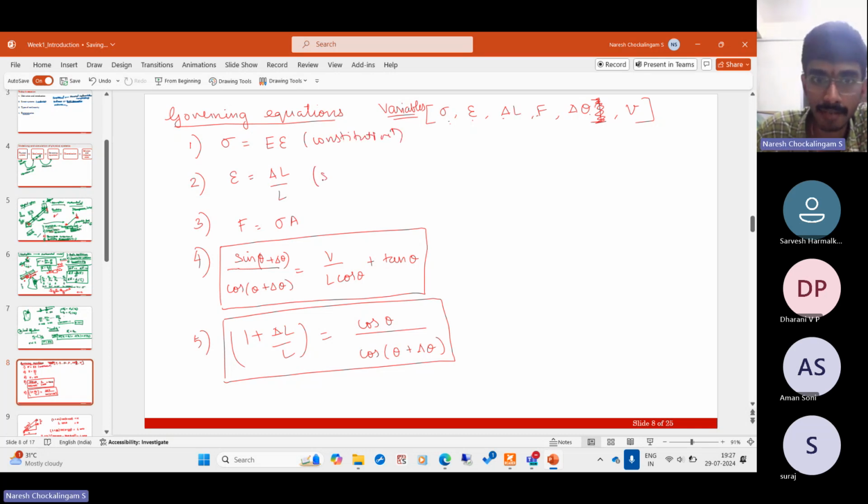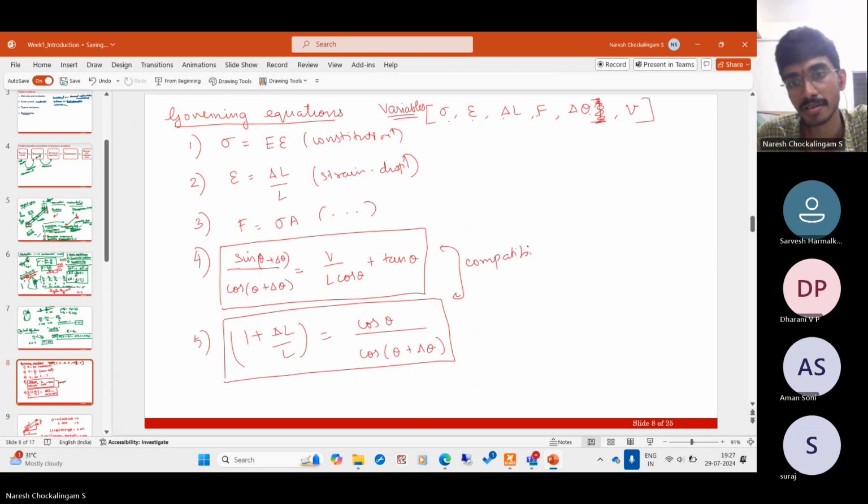This is strain displacement. This is just integrating over the section. This is fine. This is the structural equation. These two are compatibility equations. What is it you have not used? A static equilibrium condition. So what is the static equilibrium condition? We have assumed at that point the force is F, right?